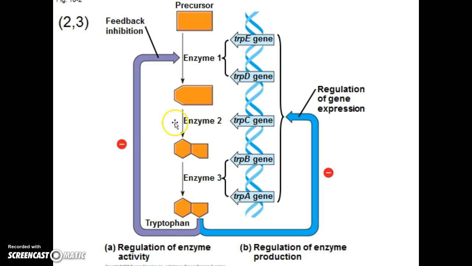Then going back to the left side, regulation of enzyme activity, we can see this is going through a process. Precursor is acted upon by enzyme 1, new thing acted upon by 2, new thing acted upon by 3, producing tryptophan, and the production of tryptophan will, negative feedback, be interpreted by the first enzyme, and it will shut this process down when there is enough tryptophan.